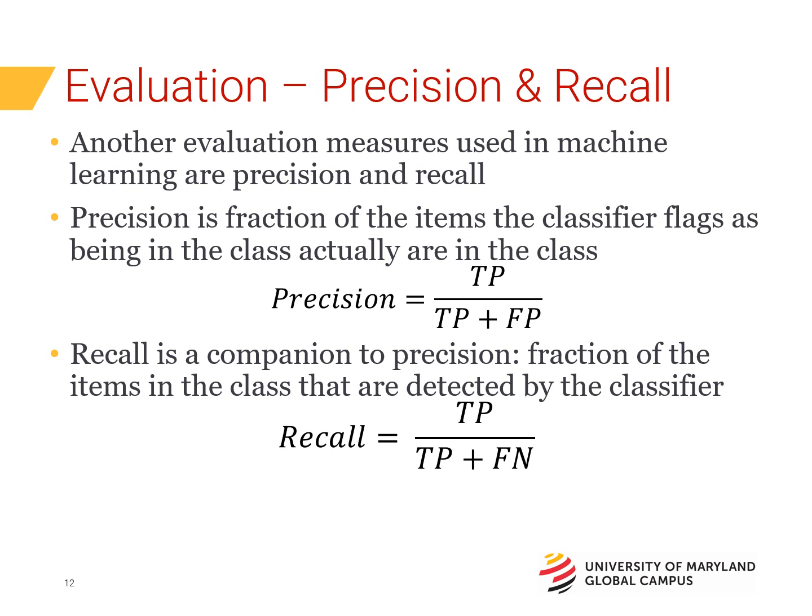A high precision indicates that when the classifier predicts an instance as positive, it is highly likely to be correct. This is particularly important in scenarios where false positives have significant consequences, such as in spam email detection or medical diagnosis. On the other hand, recall focuses on the classifier's ability to identify all instances of a particular class.